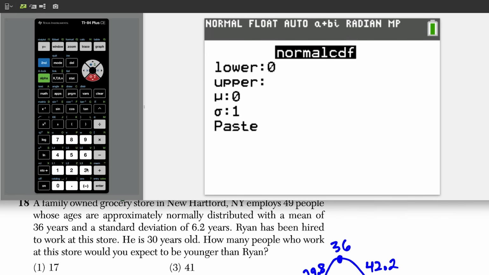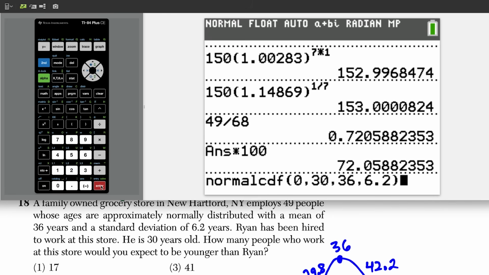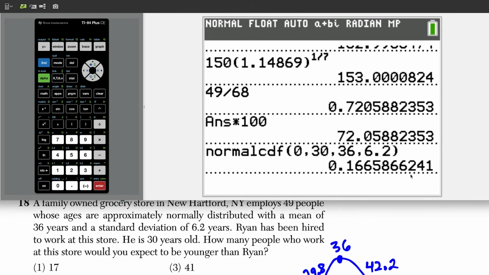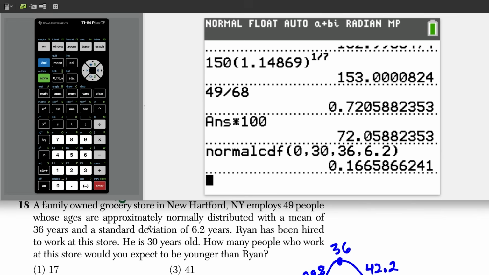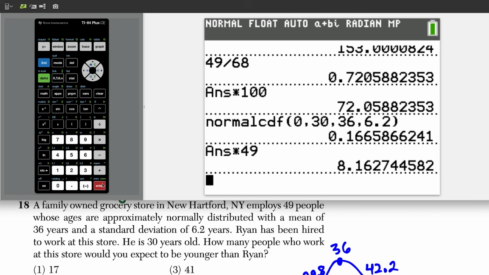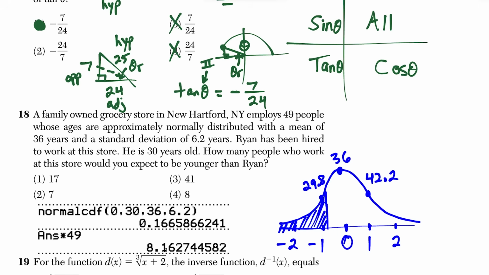And then the upper would be 30 because we want to talk about the people who we would expect to be younger than Ryan. And now we write in the average is 36 and the standard deviation goes underneath. That's 6.2. Now we can just press enter here and press enter again. And this gives us the decimal value here, the fraction of the people, in decimal form, that are going to be less than or equal to 30. And if they employ 49 people, we're just going to take that answer and multiply it by 49 and we'll have our answer. So the closest whole number to our answer here is going to be 8. So choice 4 is our answer.